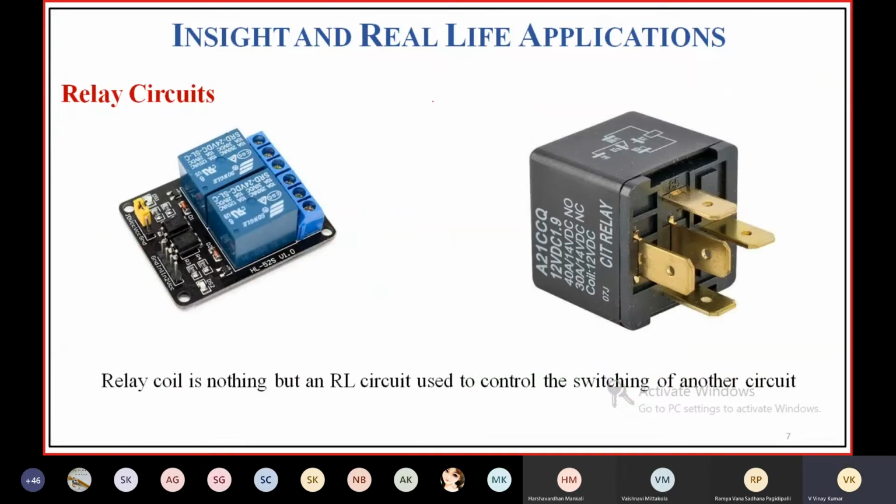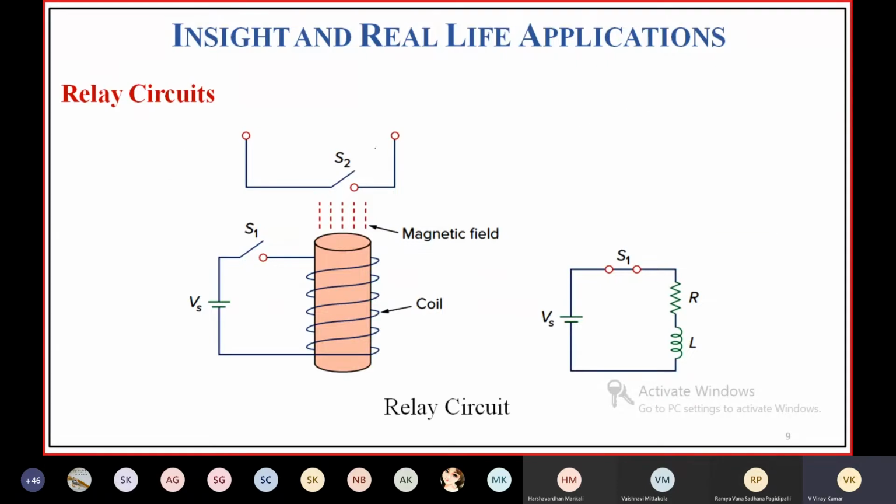Relay circuit. In a relay circuit we use an RL circuit. So here, when you close the switch, a magnetic field will be developed in this coil, so that you can close the switch S2. Likewise, by charging this inductive coil, we can close or open the switch.